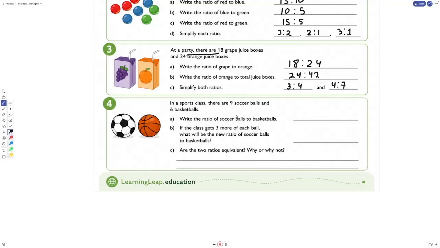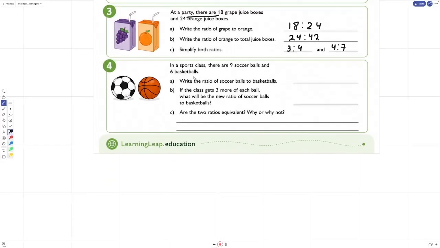All right, moving on to the last question. In a sports class, there are 9 soccer balls and 6 basketballs. Write the ratio of soccer balls to basketballs. Okay, so let's replace it then, right? So soccer balls, we have 9, basketball 6. So again, simple as that, we're going to go 9 and 6.